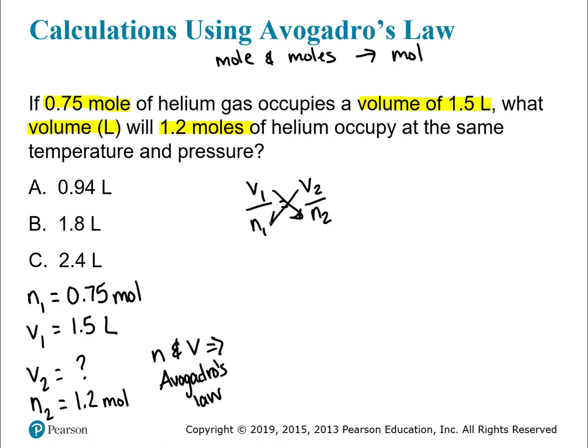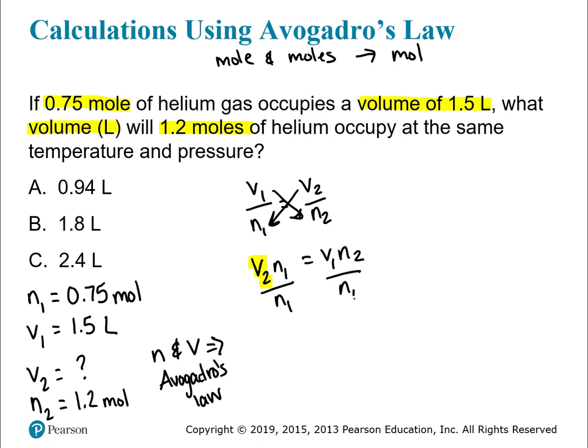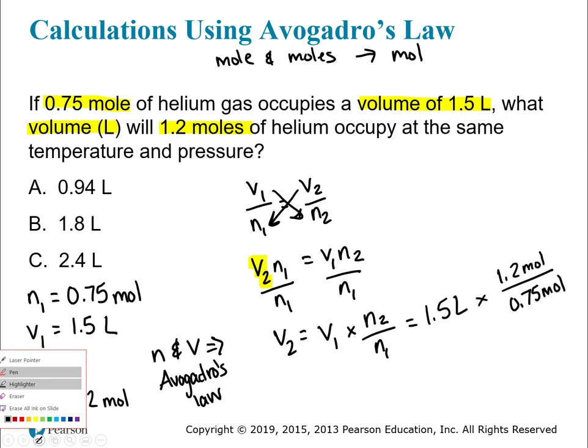Cross multiply. And then highlight which variable you're looking for. We're looking for V2. Divide both sides by N1. And there's our equation. We fill in all of the numbers. That's V1. N2 is 1.2 moles. N1 is 0.75 moles. Our units cancel in our ratio. So our number is going to be a volume. It's going to have the units of liters.